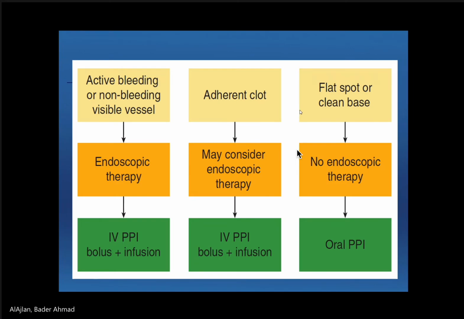So, the treatment is endoscopic with oral or IV PPIs. For example, for flat spots and clean base ulcers that we just mentioned, we don't do any endoscopic therapy. The patient should be on oral PPIs, and if he is healthy, he can be discharged. If it's an adherent clot, we might remove it depending on what we're dealing with, but he will need IV PPI for at least the next 3 days. A patient who has active bleeding or non-bleeding visible vessels, as we just showed you, needs endoscopic therapy and 3 days of IV PPI, bolus plus infusion.